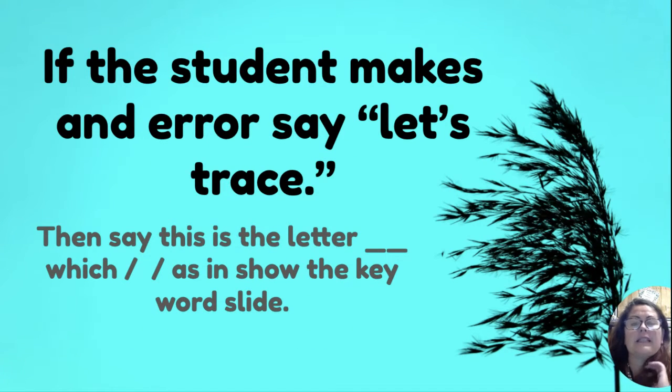If your child makes an error, say, let's trace, then you will say, this is the letter S, which says S as in sock, okay? And then you'll want them to trace it on a textured surface. If you have sandpaper, that's even better, but I know that's not always possible. So S, S says S, S says S, and then sock.